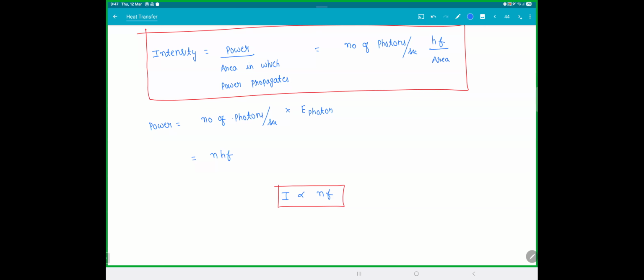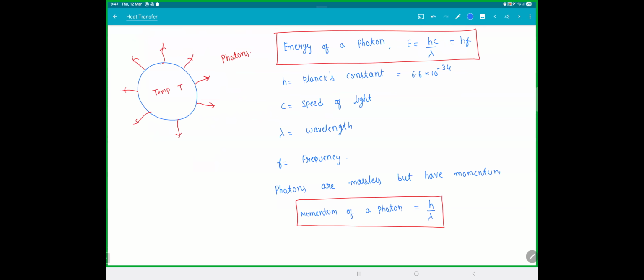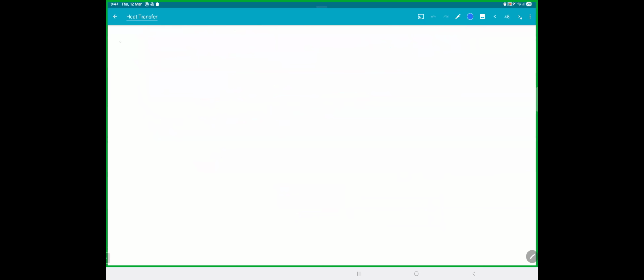Clear with this? We're going to do a problem on this later on. So this is a bit about photons. I'm sure you know hc by lambda and h by lambda. Next thing, coefficient of absorption.